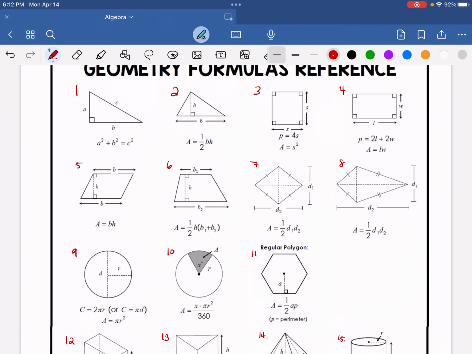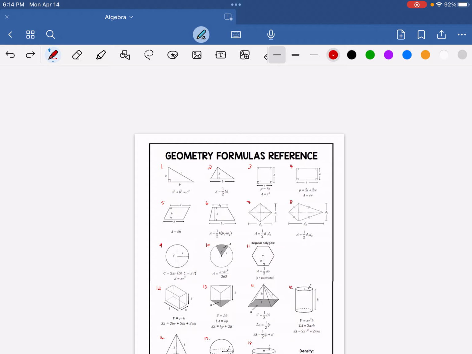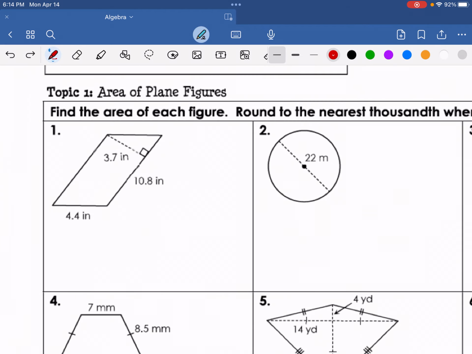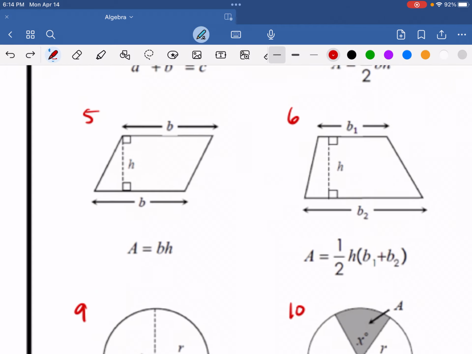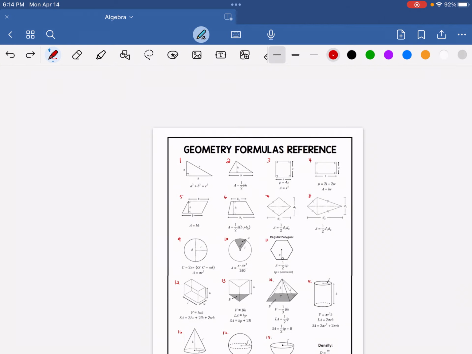So that would be 2. This is Pythagorean theorem, so it's not that one. 2 all the way to number 10. Or 11, actually. Alright, so the first one, this is actually a parallelogram, so that would be number 5. The formula is area equals base times height.